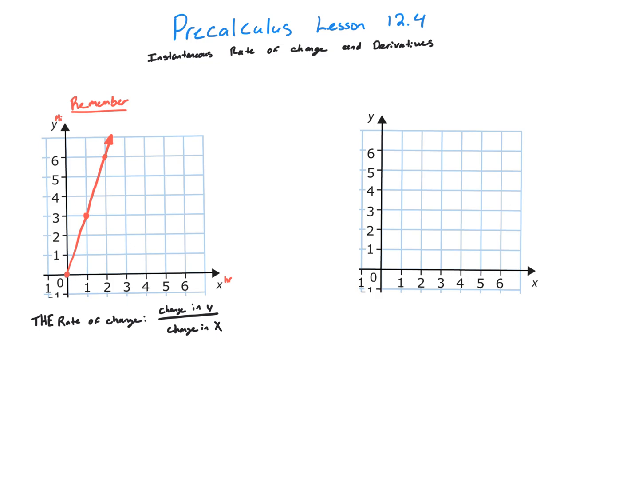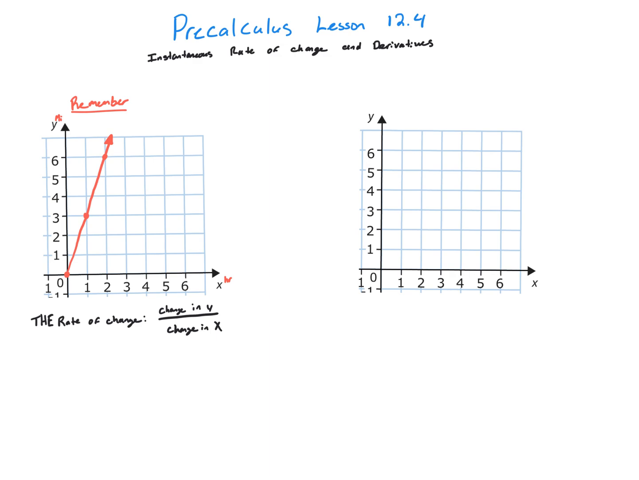We're going to be talking about instantaneous rate of change and also derivatives. Technically, instantaneous rate of change is 12.3. We're going to put it in with this lesson because it kind of makes more sense to go there. So before we actually jump into what that means, let's do just a little bit of recall on what the rate of change kind of is.